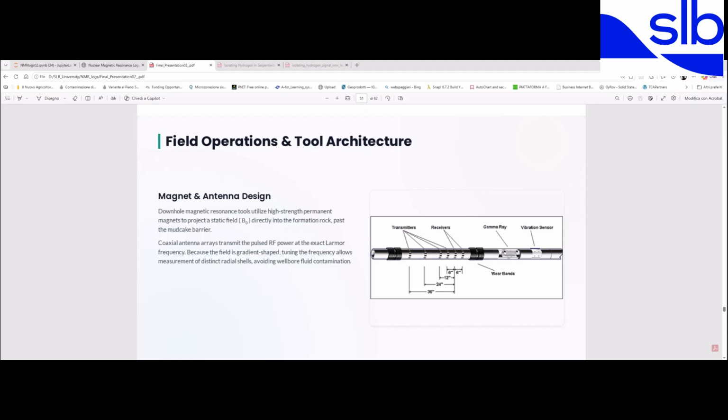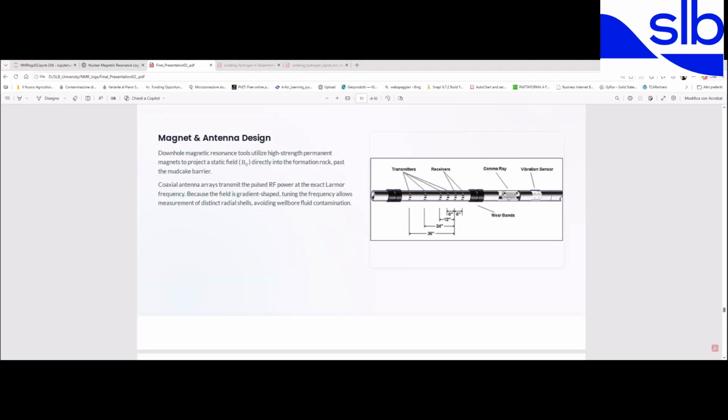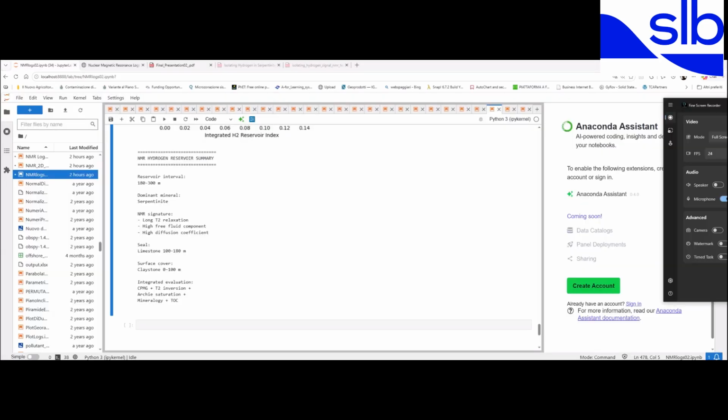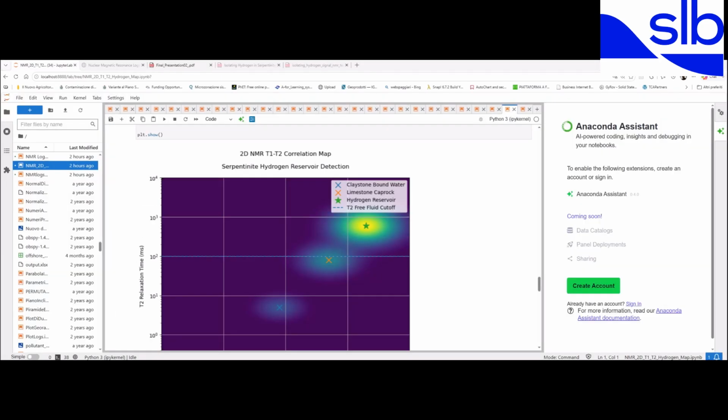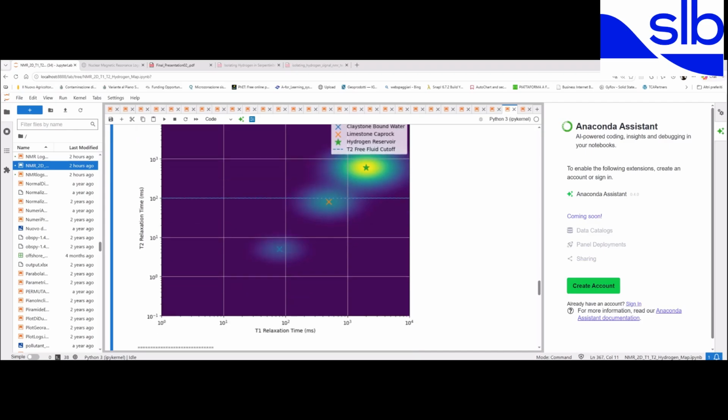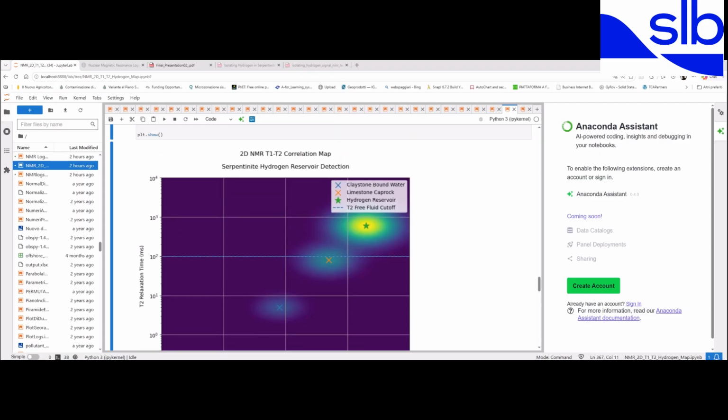After that you have also the 2D logarithmic inversion and the clay bound hydrogen. Finally, you have the serpentinite hydrogen reservoir detection, the 2D NMR log T1, T2 relaxation time correlation map. In this map you are correlating the T2 relaxation time in milliseconds and the T1 relaxation time in milliseconds, and you are plotting the positioning of the reservoir.